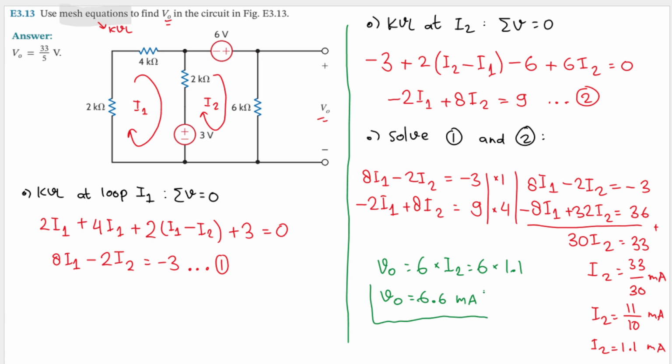And I think this is the correct answer, because in the book, the answer is given as 33 over 5, and that will be equal to 66 over 10, right? And then that will be 6.6 volt. Okay, so here is our answer. Yeah, the unit will be in volt, not milliampere. So this is our final answer. So V0 is 6.6 volt.